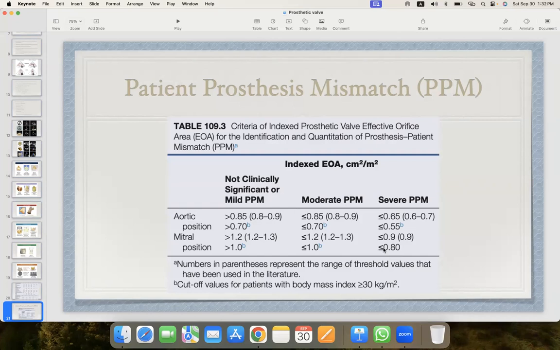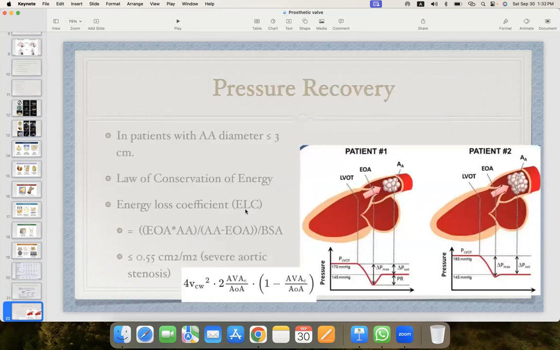For patients who are obese or overweight with a body mass index more than 30, we use a different threshold, because for those patients, of course, if you divide their aortic valve area by their body surface area, it's always going to be low. And we know now with more studies that those obese patients don't need a higher valve area. So if the patient has a body mass index more than 30, always use the other threshold, not the regular threshold that you use with a patient with a normal habitus.